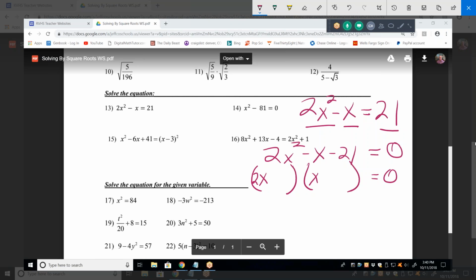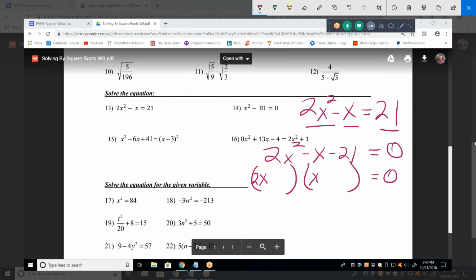You remember FOIL? Did they teach you FOIL? I think so. Okay. Well, FOIL is where if I had two linear factors and I was multiplying them together, I would multiply the first terms, then the outside terms, then the inside terms, and then the last terms. So that's what we want here.